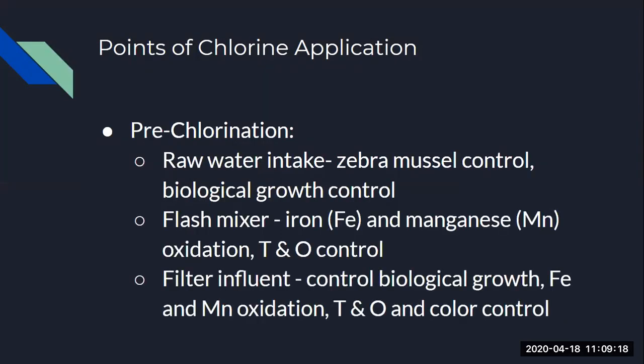You will notice for some of these, I'm giving you the point at which chlorine is applied, as well as why it's applied. So at the filter influent, we want to continue to control bacterial growth. If you've ever gone to a treatment plant, you will notice that at some points we may have a lot of algae growing. We want to control the algae, but we also want to control things like bacteria and other forms of life that may be in the water.